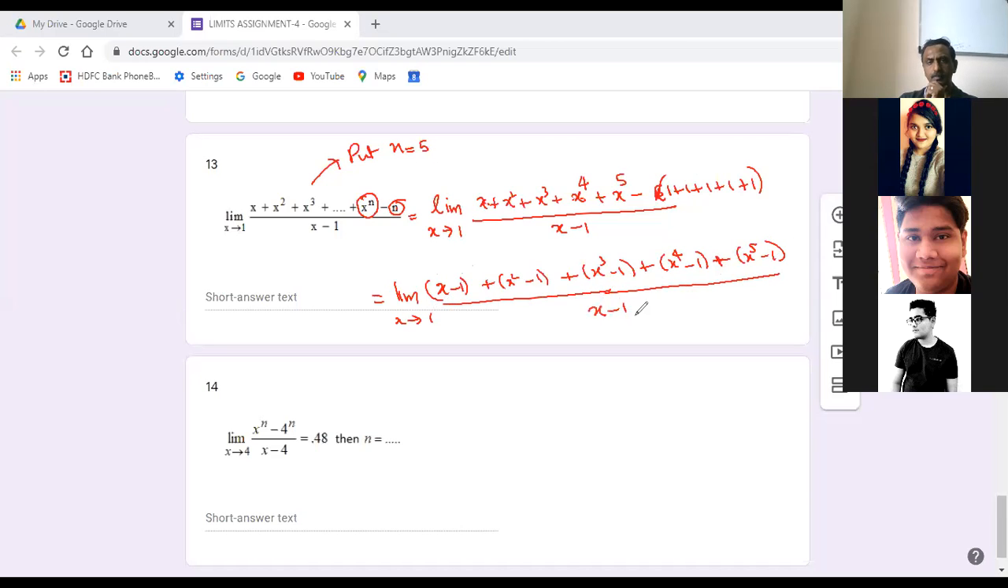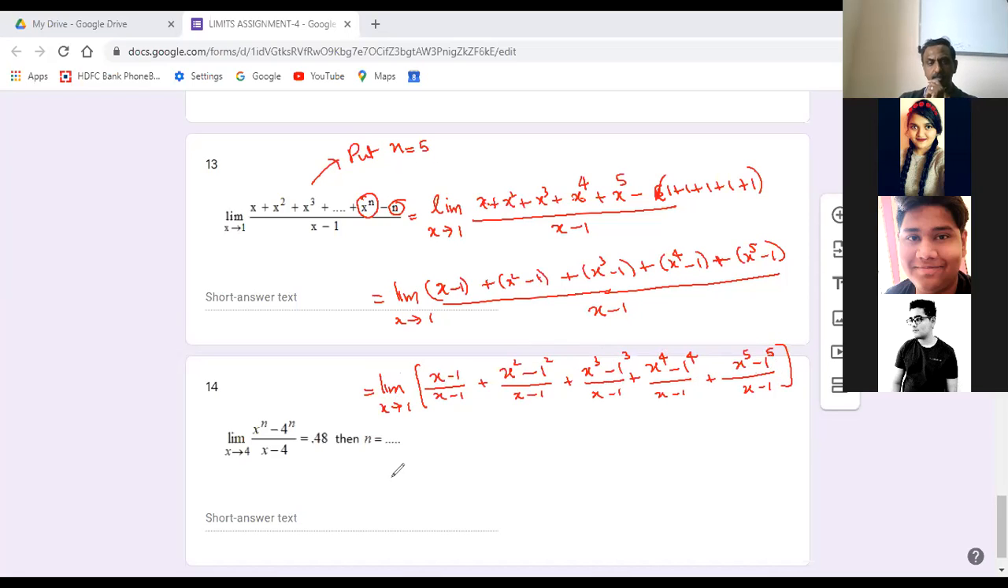Now have you seen all of them became formulae? So I'll separate them into formulae. x minus 1 upon x minus 1. x square minus this 1 I will write as 1 square, so that they become formulae. x cube minus 1 upon x minus 1. Here 1 cube. And x raised to 4 minus 1 raised to 4 upon x minus 1. So every term can be made into formulae now.